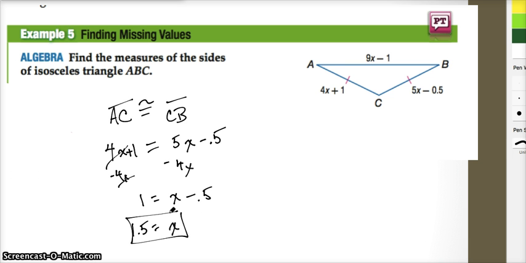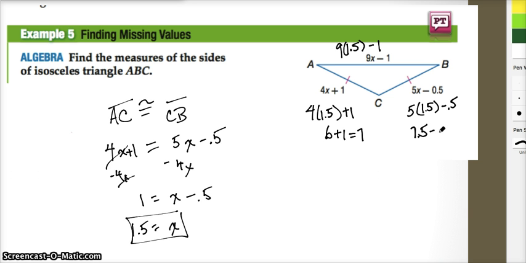And you know how we were like, hey, I'm finished? No, you didn't, because we were asked to find the measure of the side. So we've actually got to plug this in and solve for each of the sides. I've substituted 1.5 in for x, and 4 times 1.5 is like 4 times 1, which is 4, plus half of 4, which is 2, and then it's 6. So I end up with 6 plus 1, which is 7. 5 times 1.5 is like 7.5, minus 0.5, which is 7.